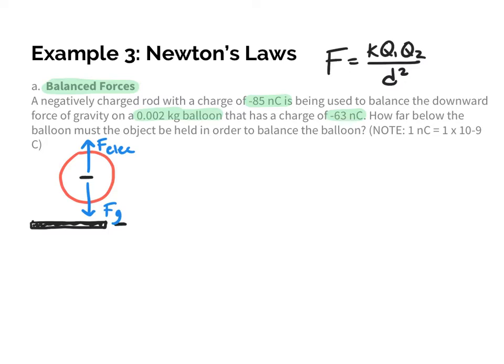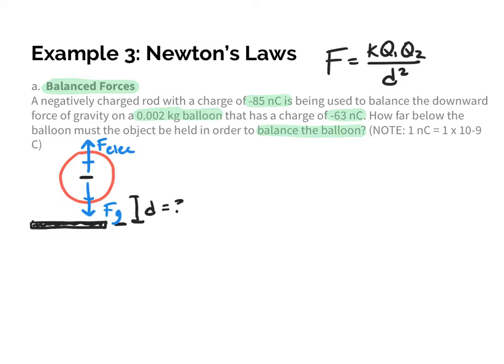So when I look at the force of gravity and the electrostatic force, if it says here it's going to be held in balance, that means these two forces must be equal and opposite in terms of their magnitude and direction. So I want to know what the distance between these two objects will need to be in order to keep the balloon balanced.